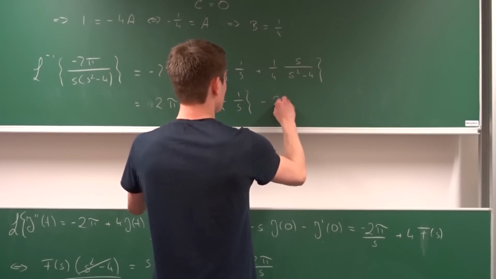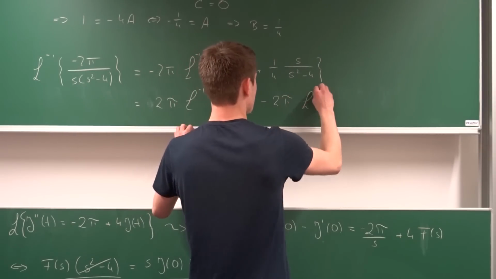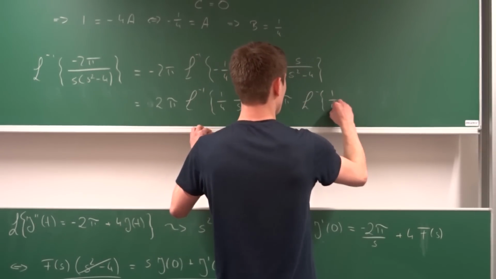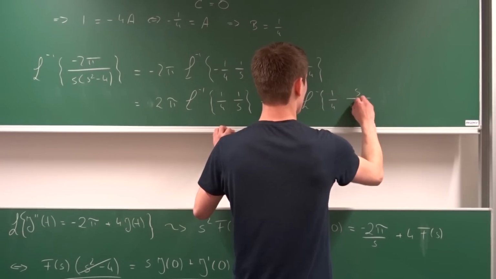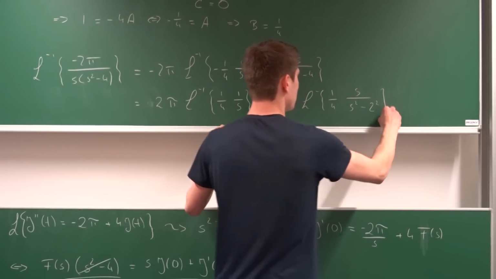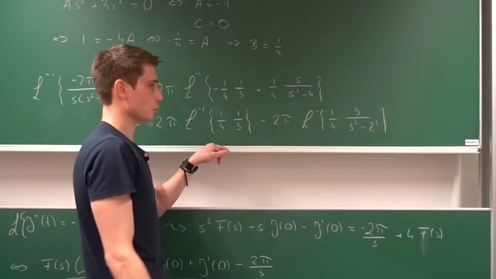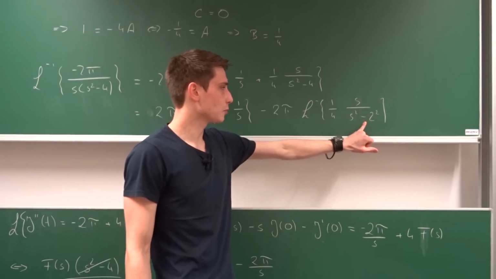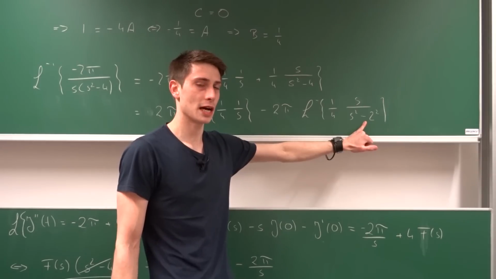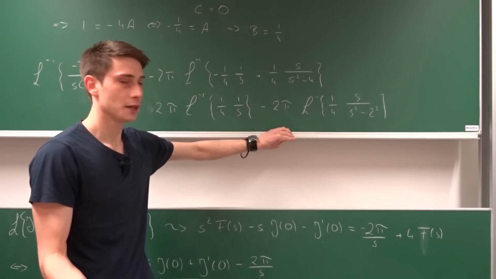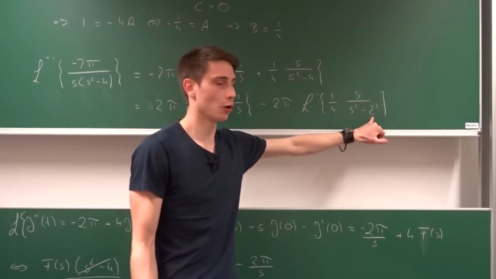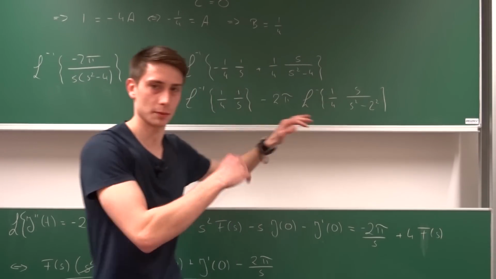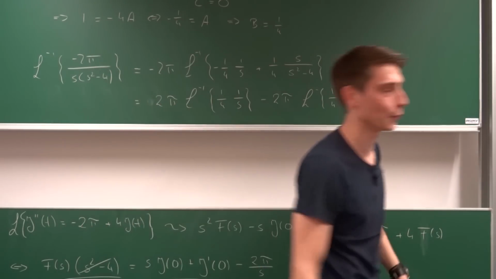Okay, and then negative 2 pi times the inverse Laplace transform of 1/4 s over s squared minus, and I'm going to rewrite this 4 as 2 squared. Okay, great. So this right here will just be 1 over 4 times the hyperbolic cosine of 2 times t. I'm going to conclude everything on the next chalkboard.